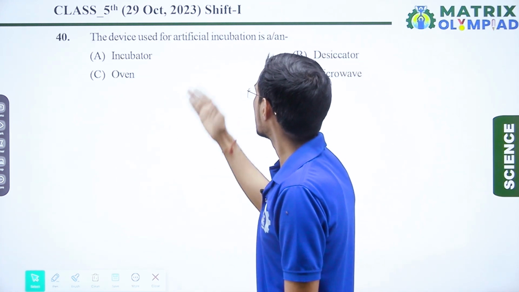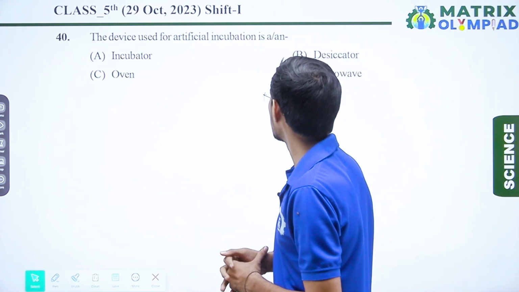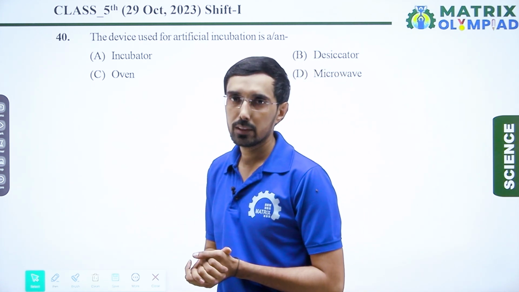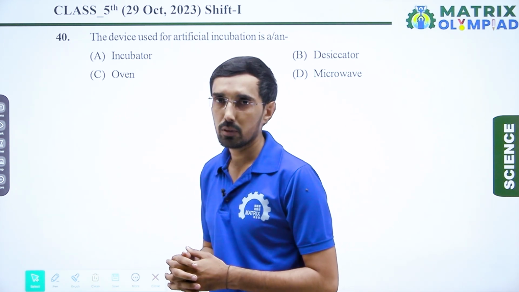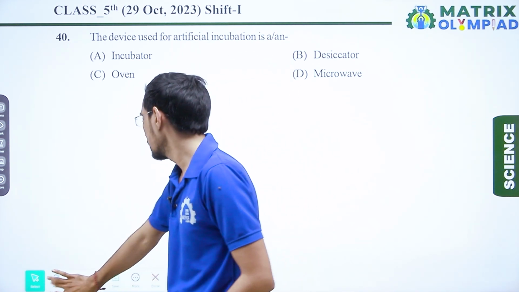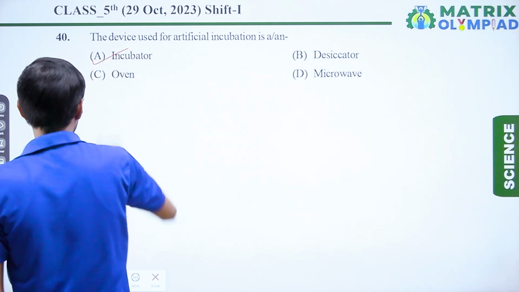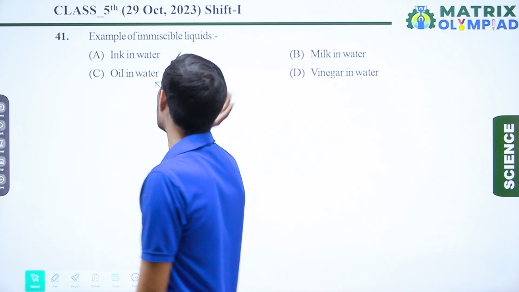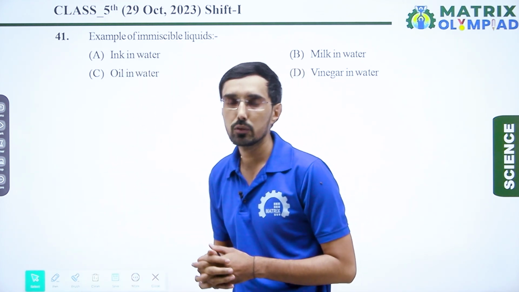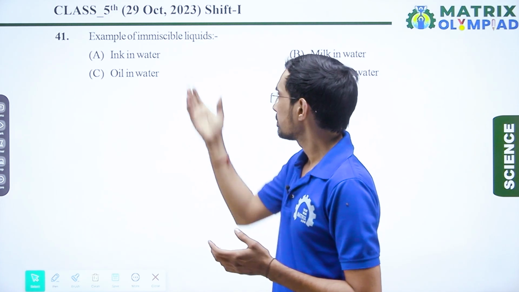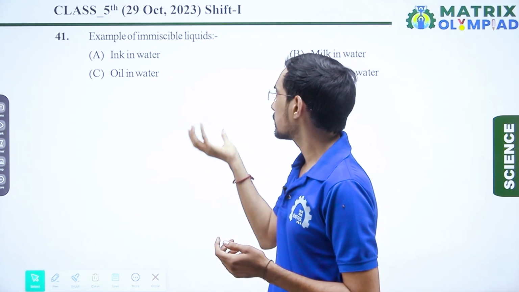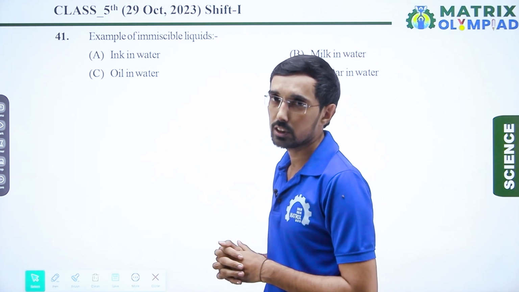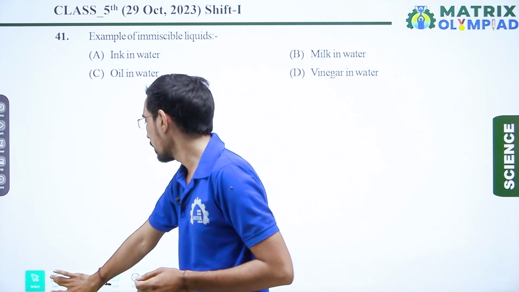Next question is, the device used for the artificial incubation is. Artificial incubation is the machinery or technique which is away from the natural environment. That will be incubator. So our correct answer will be option A. Next question is, example of immiscible liquid. Immiscible liquids are those liquids which do not mix with each other or that are not soluble with each other. So our correct answer will be oil in water.